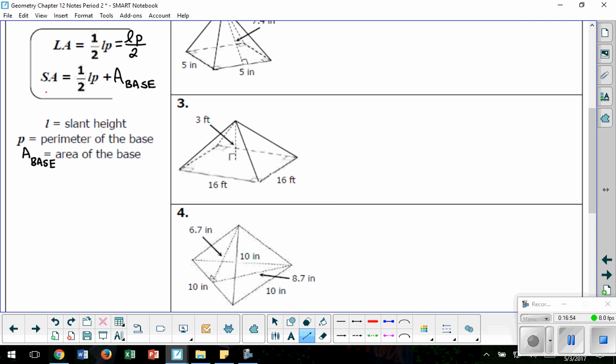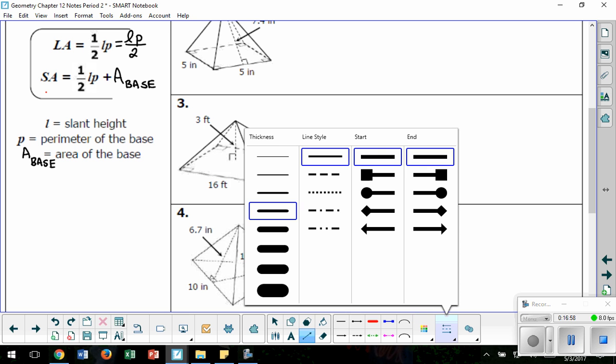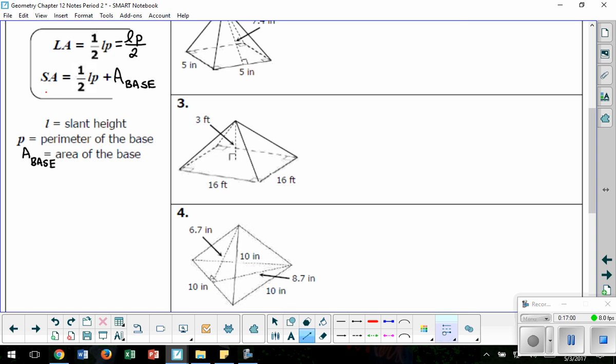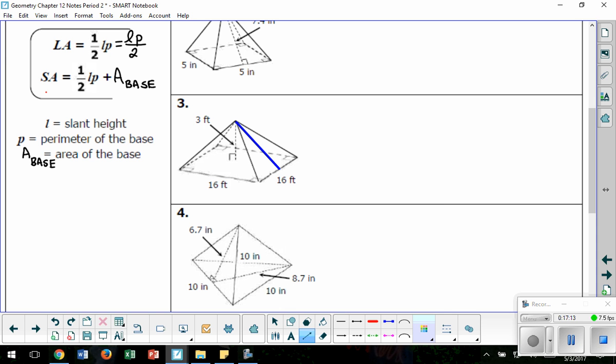For 3, and let's do a little bit darker. All right, we want to find the slant height because we need it. So slant height goes there. We need to find, we have that. That's 90 degrees. Right?